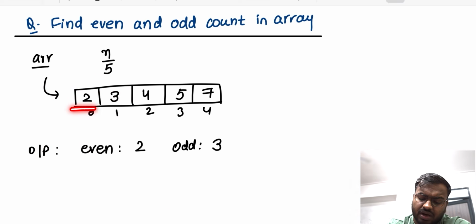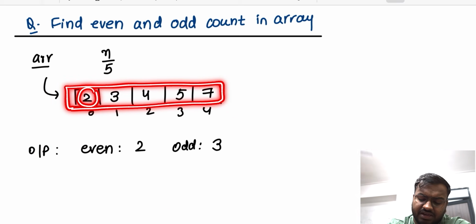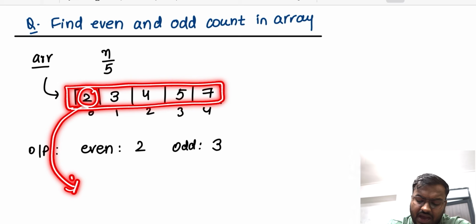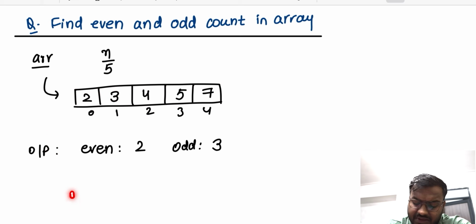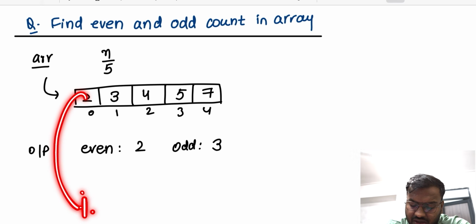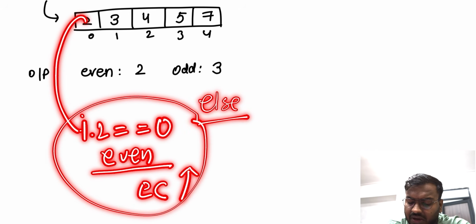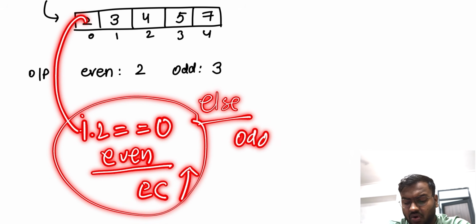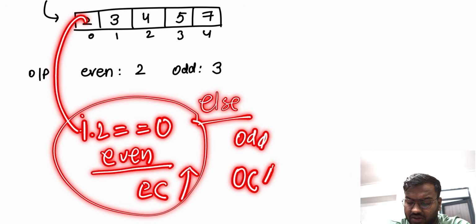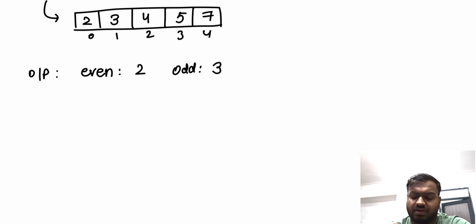So what I will do, I will traverse the whole array. I will take out each element from this array, and then I will check whether this number modulo 2 is equal to 0, means this is an even number. So I will increase the even count. Otherwise, in the else part, if it is not divisible, means it is an odd number, so I will increase the odd count. This is what I will do in this particular scenario. So let's see the code quickly.